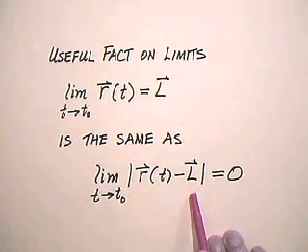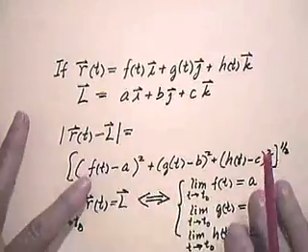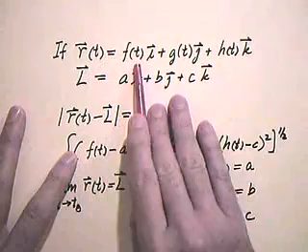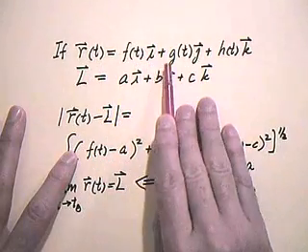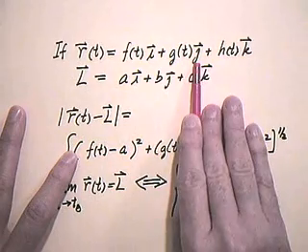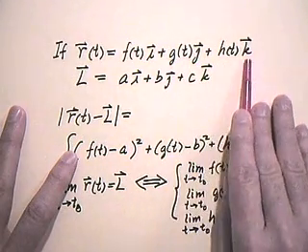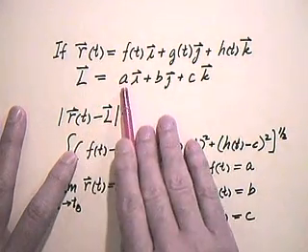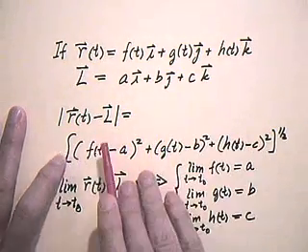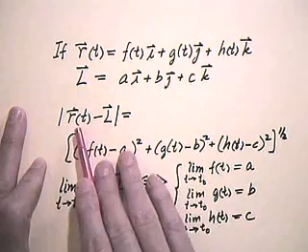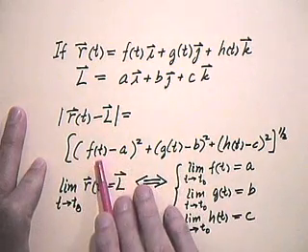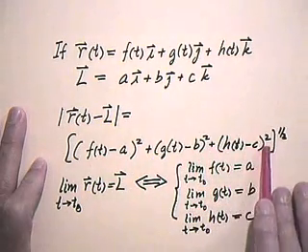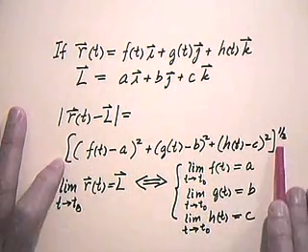Well, what will that mean for us? Notice if the vector has component functions f, g, and h, so r of t is f of t times the unit vector i along the x-axis plus g of t times the unit vector j along the y-axis plus h of t times the unit vector k along the z-axis, and if the vector L is ai plus bj plus ck, when I compute the length of the difference r of t minus L, what I have is f of t minus a squared plus g of t minus b squared plus h of t minus c squared, all raised to the 1/2 power.